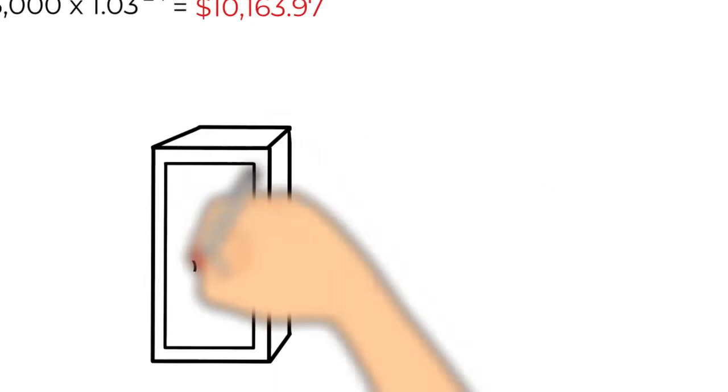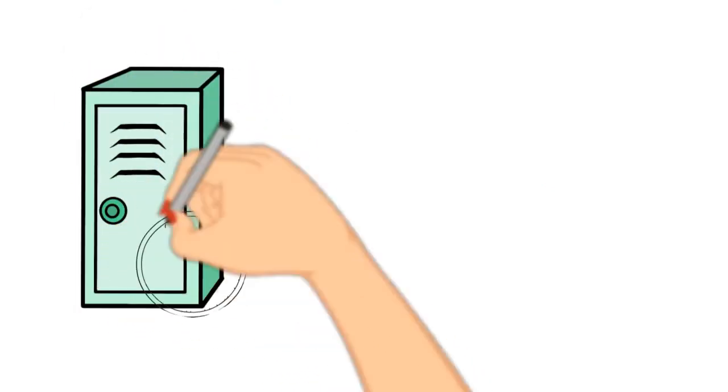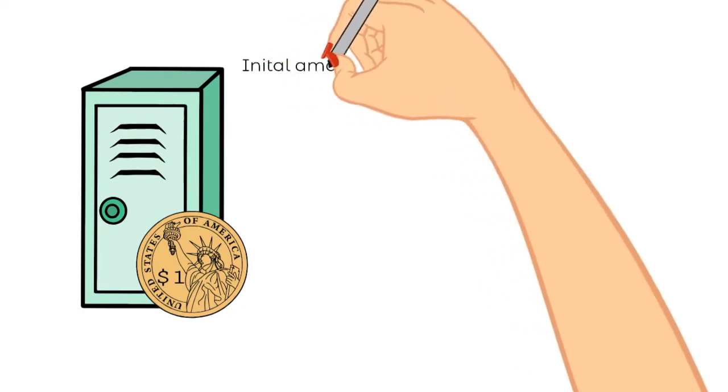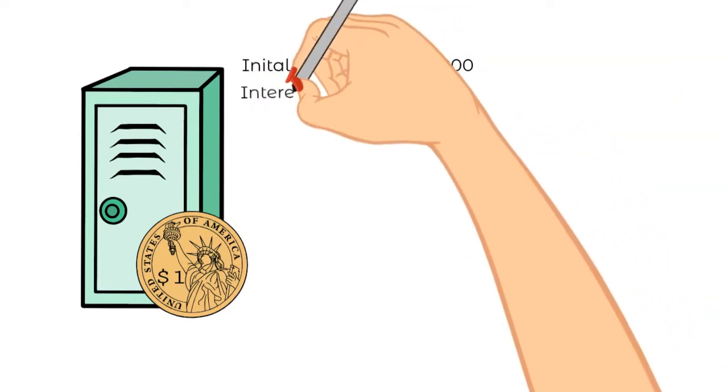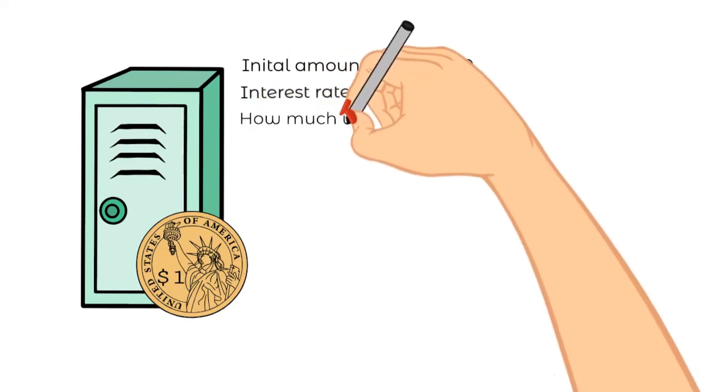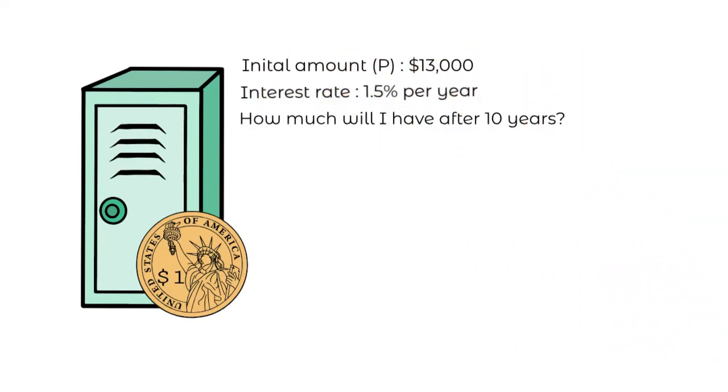Here's a more common situation. I lock some money up in a bank. The initial amount I lock up is $13,000. And the bank are going to give me an interest rate of 1.5% per year. How much will I have after 10 years?